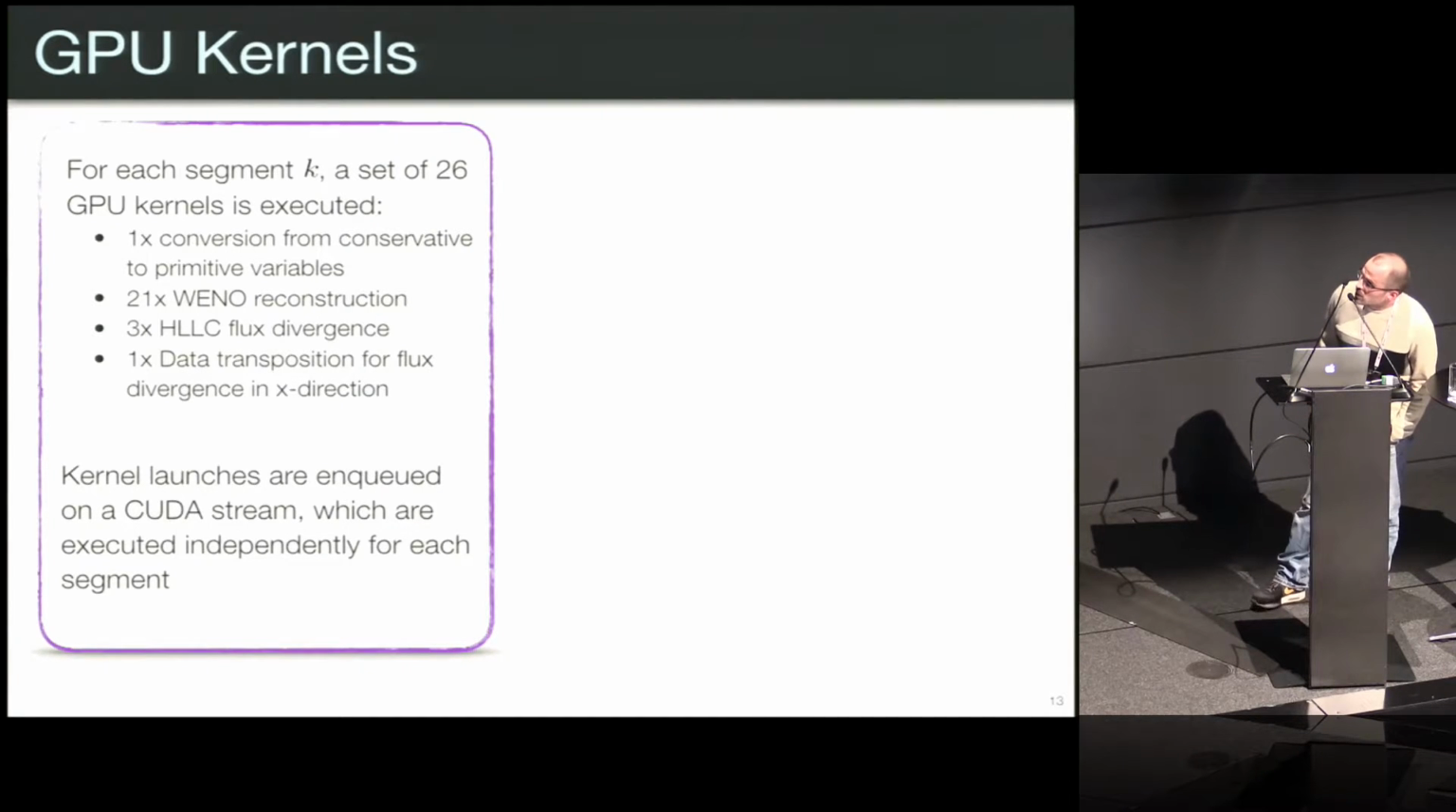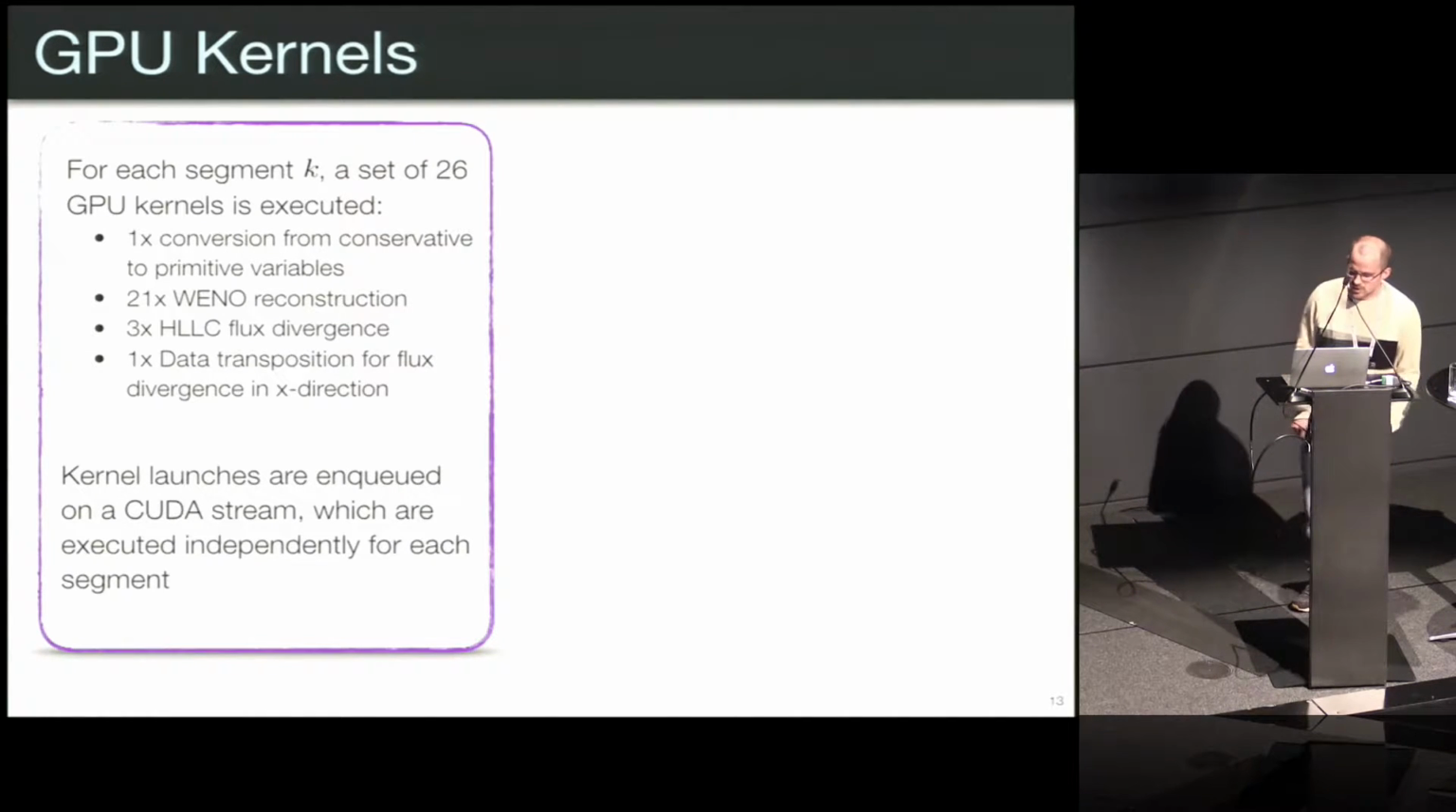So the GPU kernels we use to process one of these segments represented in a CUDA stream is basically a set of 26 GPU kernels. One kernel for the data conversion from conservative to primitive variables, we have 21 WENO reconstructions. So for the 3 directions, we have 7 quantities to reconstruct. And we use 3 HLLC flux divergence kernels. And one additional kernel that is required is a data transposition for the HLLC kernel in the X direction. We need this to ensure that we have coalesced memory access when we write back the data.